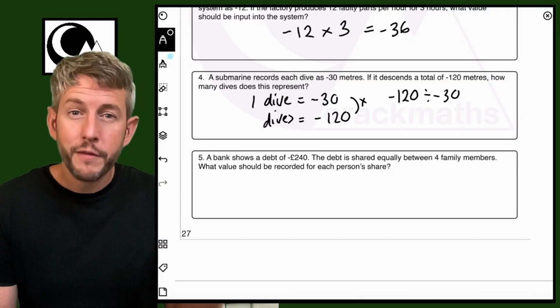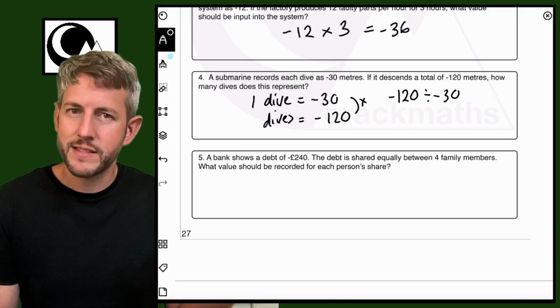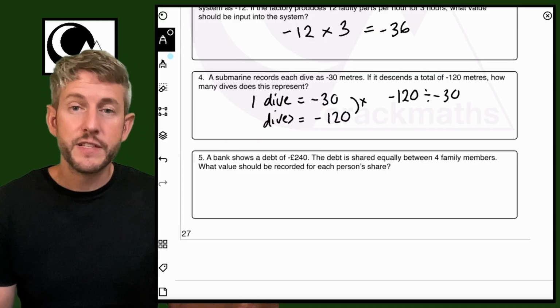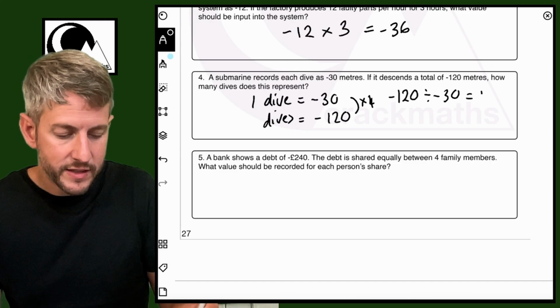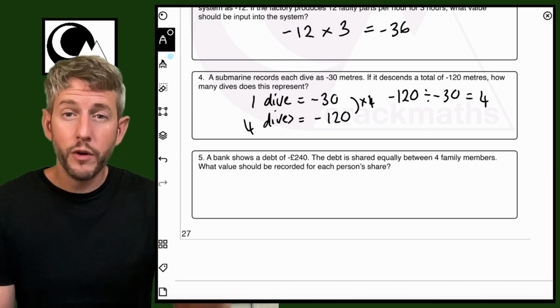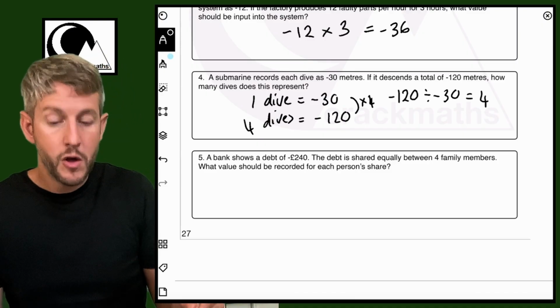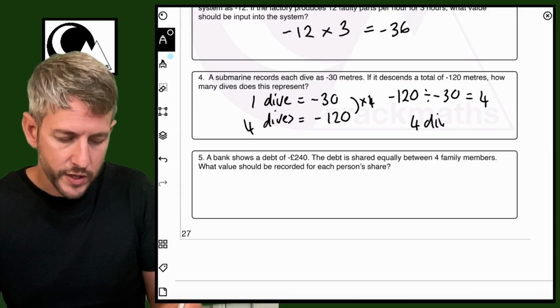Well, I know that 12 divided by 3 is 4. So 120 divided by 30 is 4. So this is going to be 4 lots of that. That's going to equal 4, and that would be 4 dives. So if one dive takes them to -30, 4 dives will take them to -120. So I'll write that down, 4 dives.